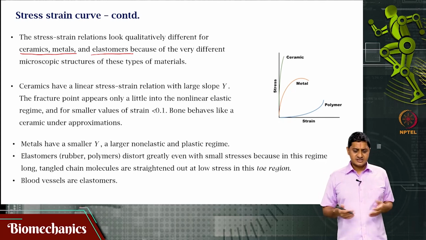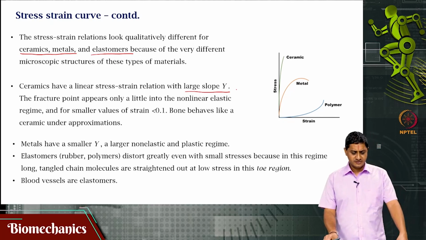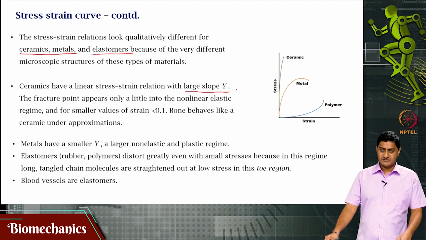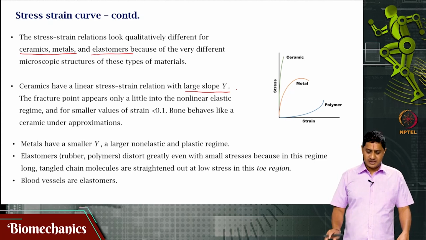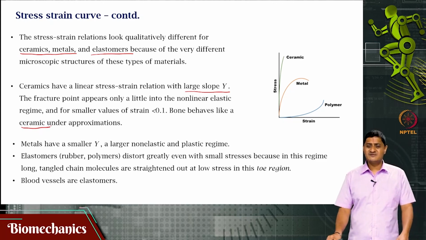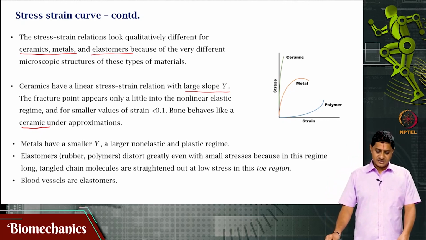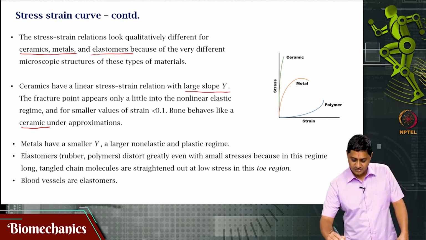Ceramics have a linear stress strain relationship with a large Young's modulus, right. And the fracture point appears only a little into the nonlinear elastic region, for smaller values of strain less than 0.1. Bone can be modeled or compared to a ceramic under many approximations, under many assumptions. Bone behaves almost like a ceramic. Metals have a smaller elastic modulus and a large non-elastic and plastic regime. So, something to keep in mind. Look at this, this is ceramic and this is metal, right.